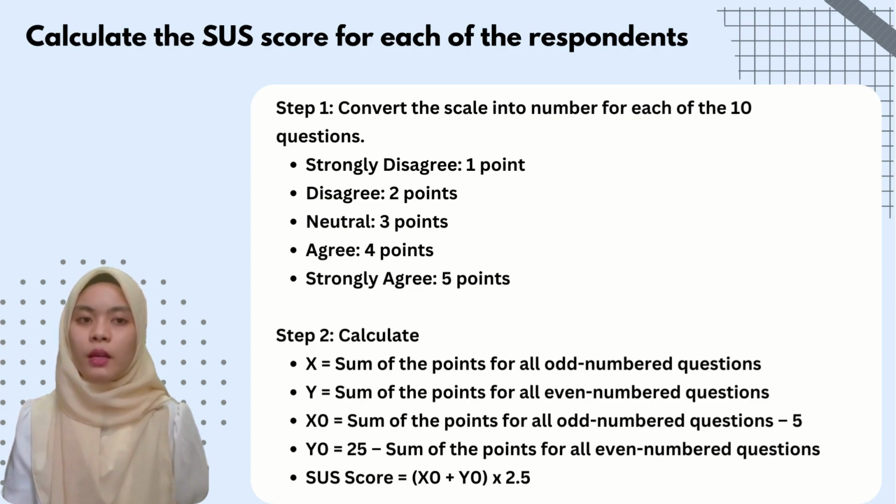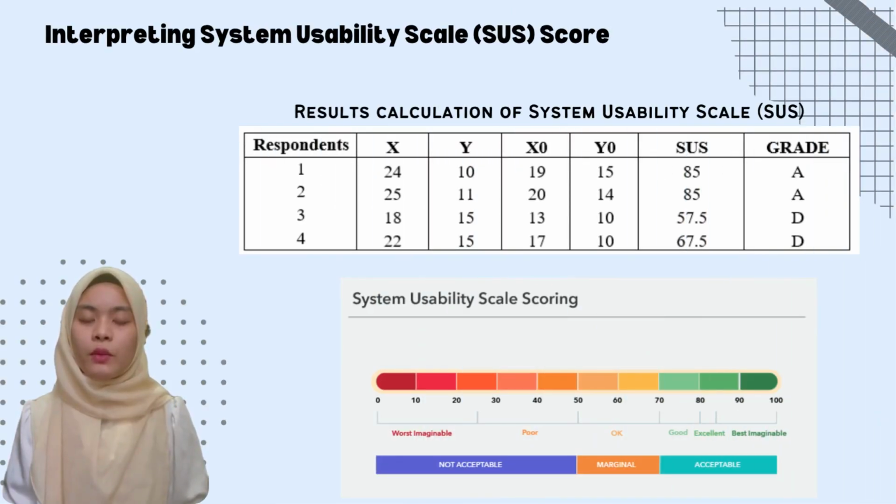X naught is the sum of the points for all odd number questions minus 5, and Y naught is 25 minus the sum of the points for all even number questions, and system usability score is X naught plus Y naught multiplied by 2.5. After we calculate, we will get the result of the system usability scale.